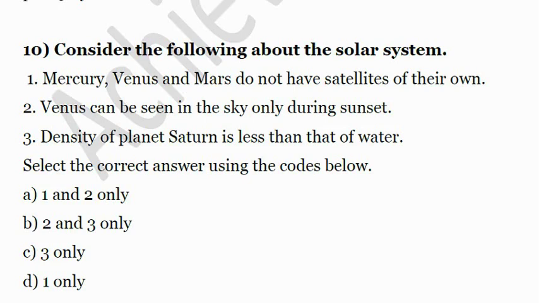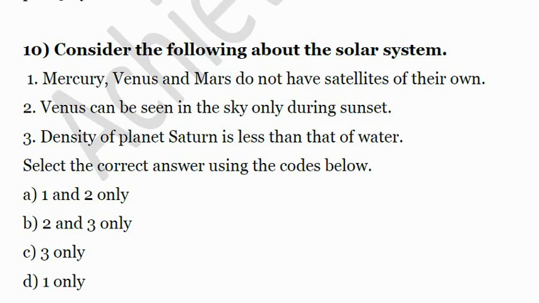The second statement is also incorrect, friends, because Venus is a planet and it can be seen during sunset as well as at dawn. So it is not only seen during sunset, it can also be seen at the time when the sun rises. So the second statement is also incorrect.